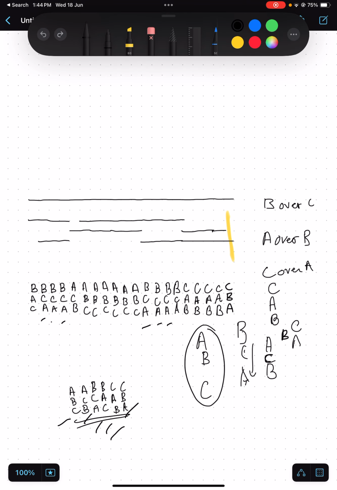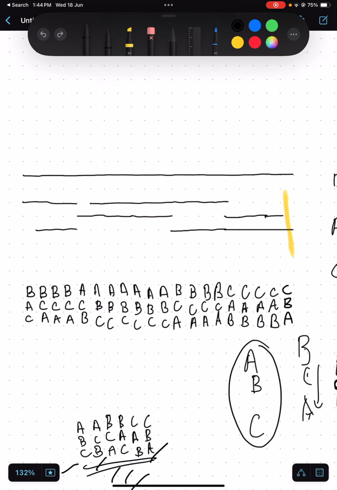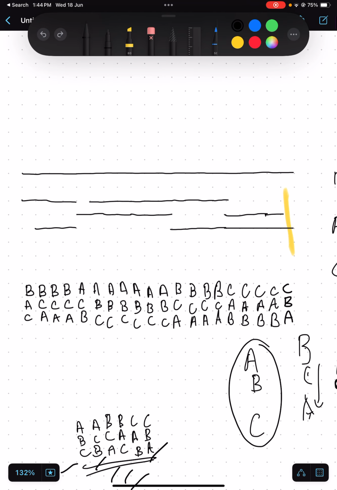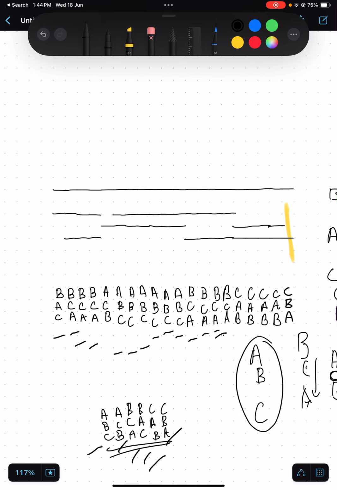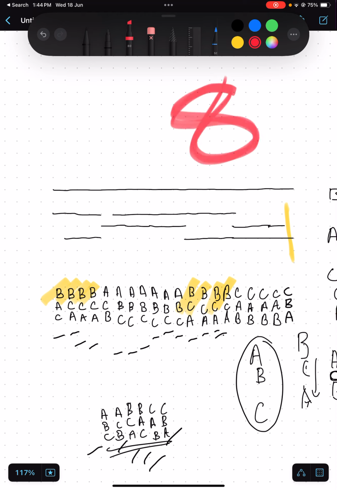Now let's ensure there are 14 cases where B comes over C. 1, 2, 3, 4, 5, 6, 7, 8, 9, 10, 11, 12, 13, 14. There we go. Therefore, this problem is solved. The main question was how many people chose B as their first choice. So let's count. We have 1, 2, 3, 4, 5, 6, 7, 8 times. Therefore, the correct answer is 8 times. That's the answer, 8. Let's go.